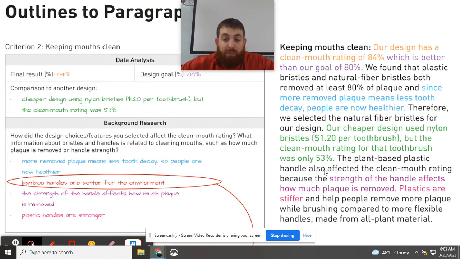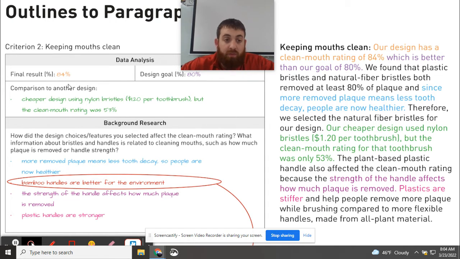The plant-based plastic handle also affected the clean mouth rating because the strength of the handle affects how much plaque is removed. Plastics are stiffer and help people remove more plaque, compared to more flexible handles made from all plant material. So notice they're bringing in all of this purple information, this background information, to connect to this idea that removing more plaque means healthier people.